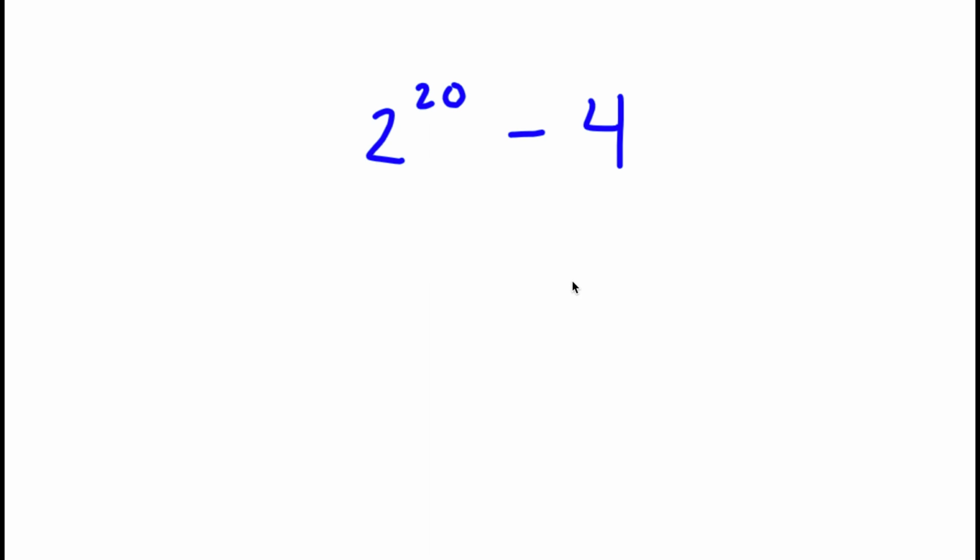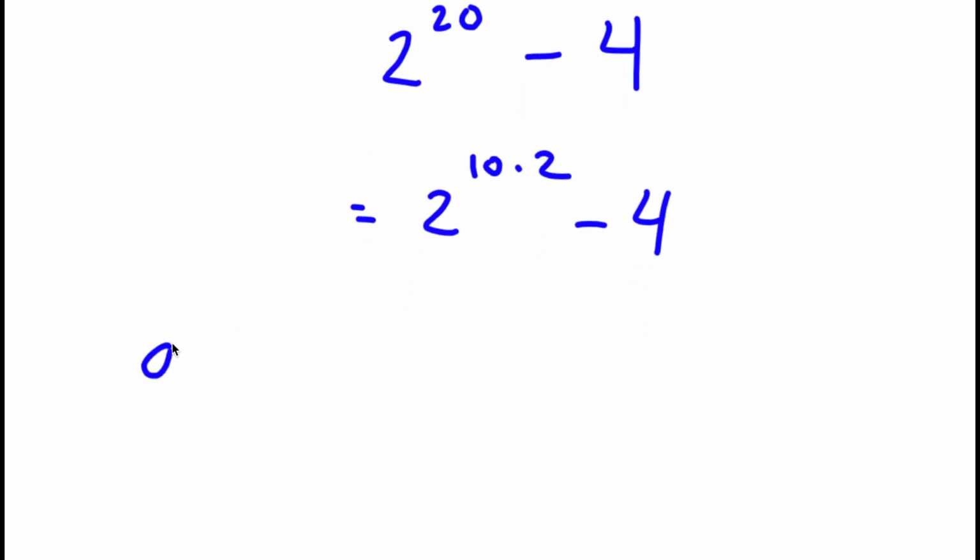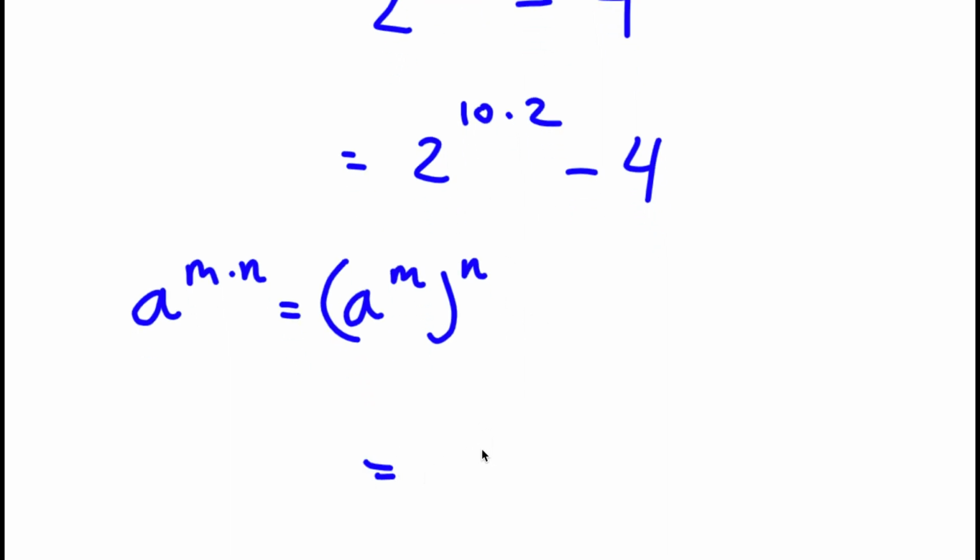Alright guys, so in this problem, I have 2 to the power of 20 minus 4. So, I'm going to first start by rewriting 2 to the power of 20 as 2 to the power of 10 times 2. So I have 2 to the power of 10 times 2 minus 4. Now, if I have something in the form a to the power of m times n, this is equal to a to the power of m to the power of n. So 2 to the power of 10 times 2, we can rewrite as 2 to the power of 10 to the power of 2. Now I have this minus 4.